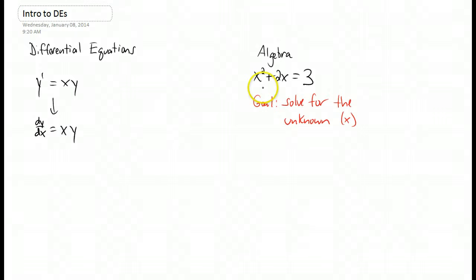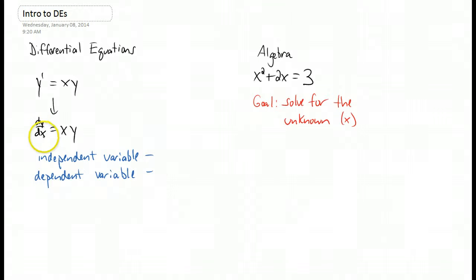Now with our algebraic equation we only had one variable, so we could just solve for that variable. In our differential equation we're always going to have at least two variables, and it's important to know what the independent variable is and what the dependent variable is. If you have the differential equation written out in this form, it's actually really easy to tell. The independent variable is always going to be the variable in the bottom part of the derivative. That's x. The dependent variable is always going to be in the top part of the derivative. That would be the y.